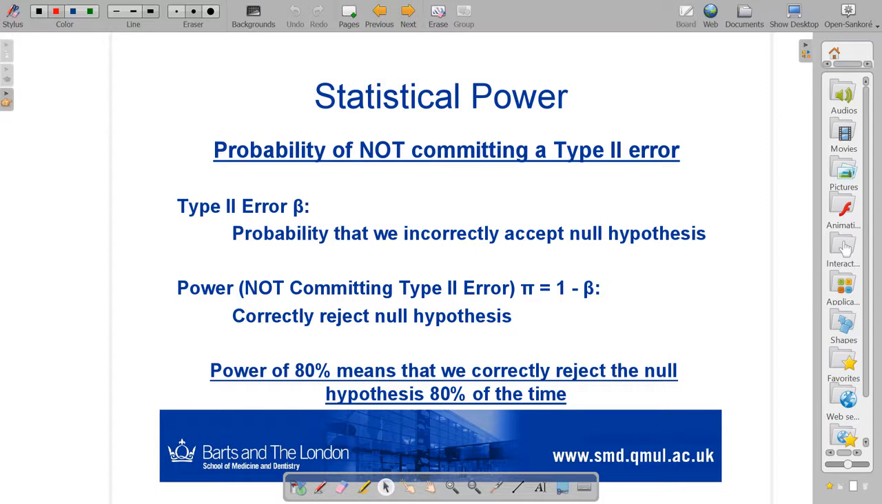See, this is what I hate, the terminology. Correctly reject the null hypothesis. Ignore what I say, read what's on the slide. If you'd like to give a 5-minute example, you're more than welcome.